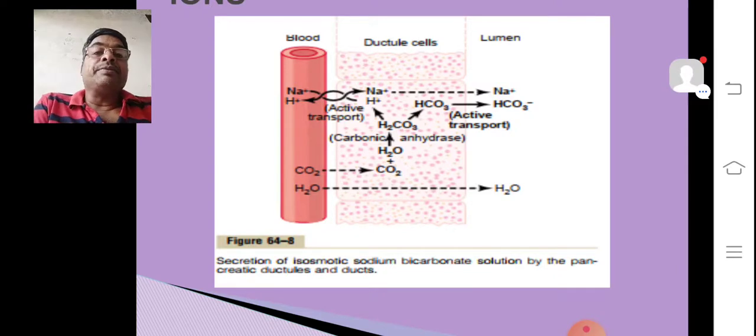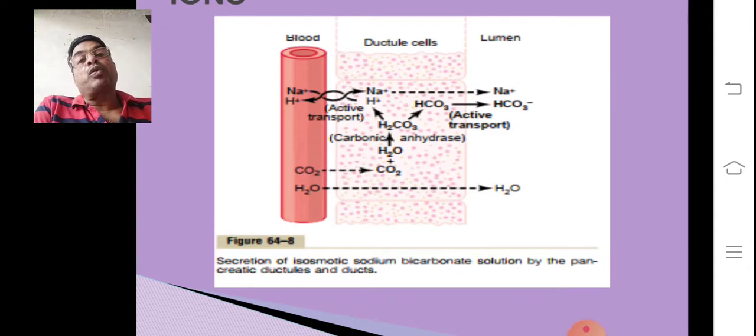Here is a figure which represents how the transportation of the sodium ion, hydrogen ion, and bicarbonate ion takes place. Initially, carbon dioxide from the blood is transported into the interior of the cell, where it reacts with water in the presence of carbonic anhydrase and forms carbonic acid, H2CO3, which at once undergoes dissociation into H plus and HCO3 minus ion.